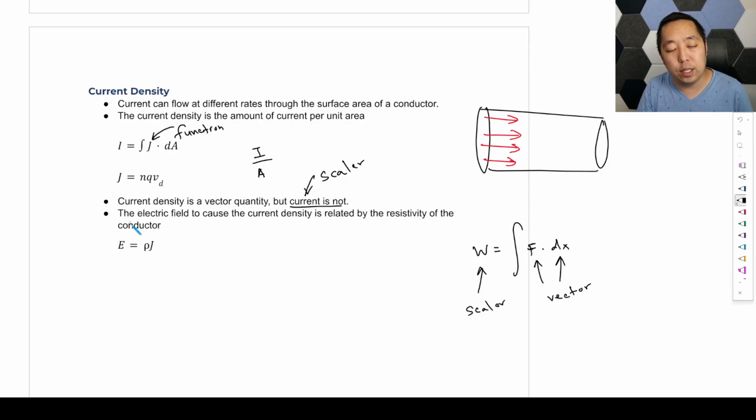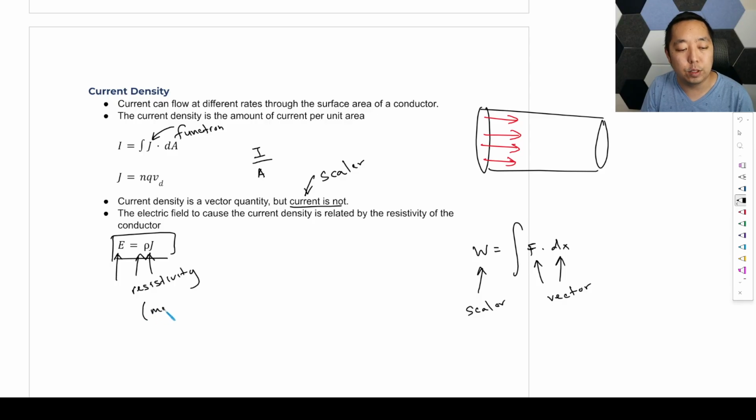This is an extra formula they throw in AP Physics C, just so you know. The electric field that causes the charges to move. Remember that it requires an electric field to cause the charges to move. That's why they're being pushed on by an external force, right? And so there's a formula here that relates the current density to the electric field, and it's based on the resistivity, which we'll talk a little bit more about later when we talk about resistance.